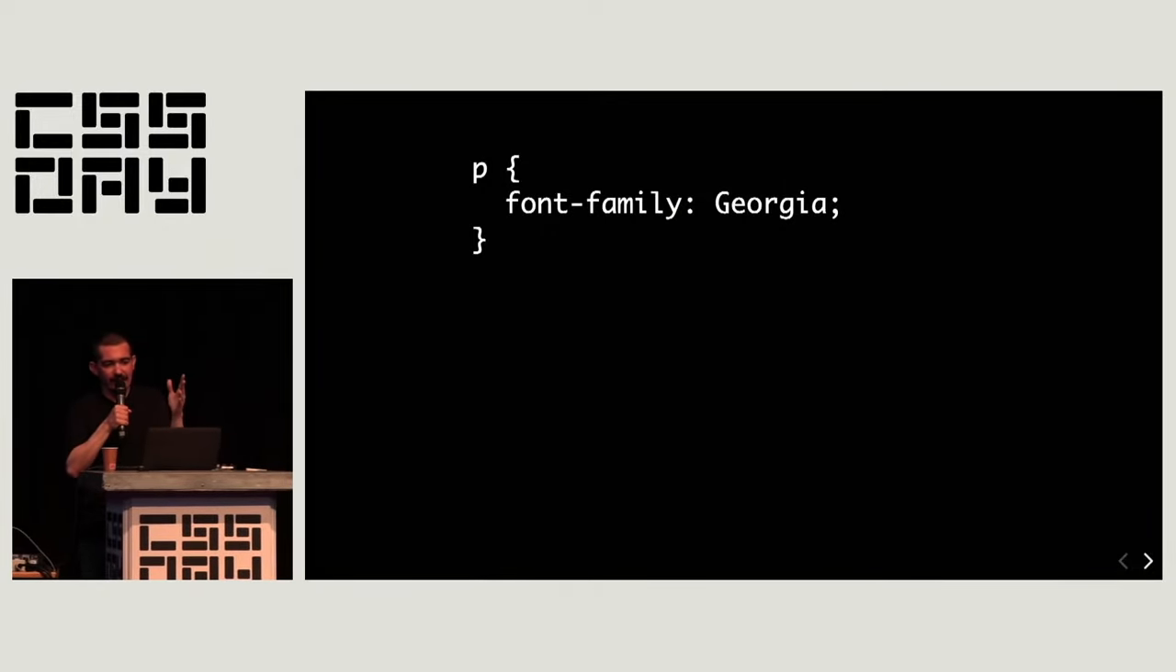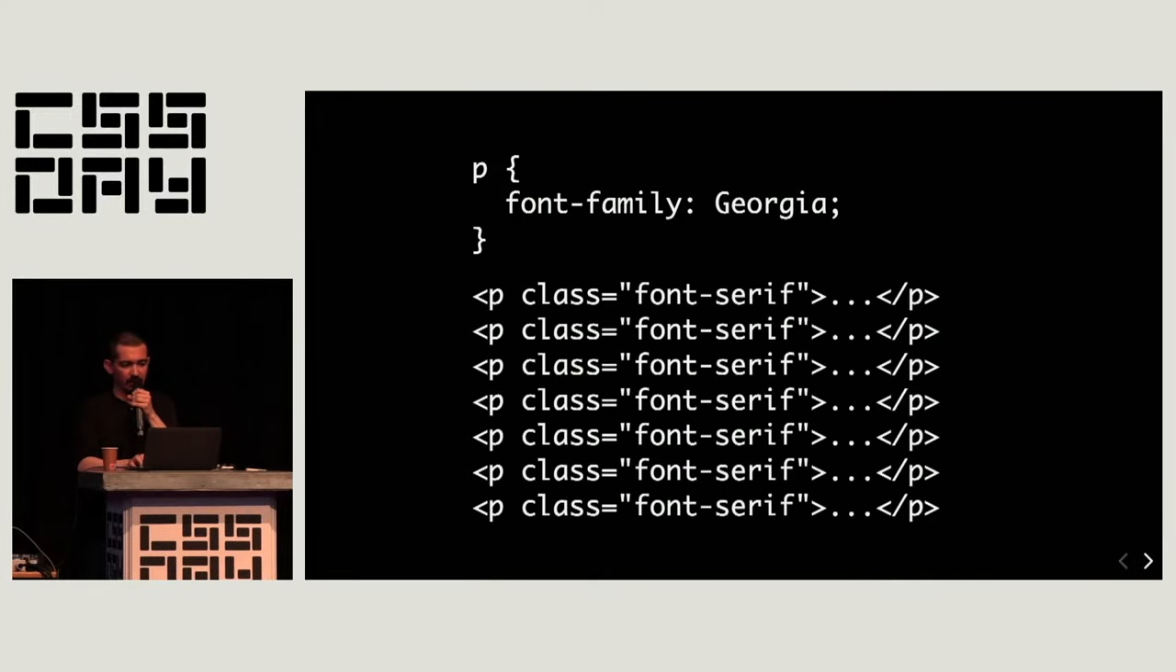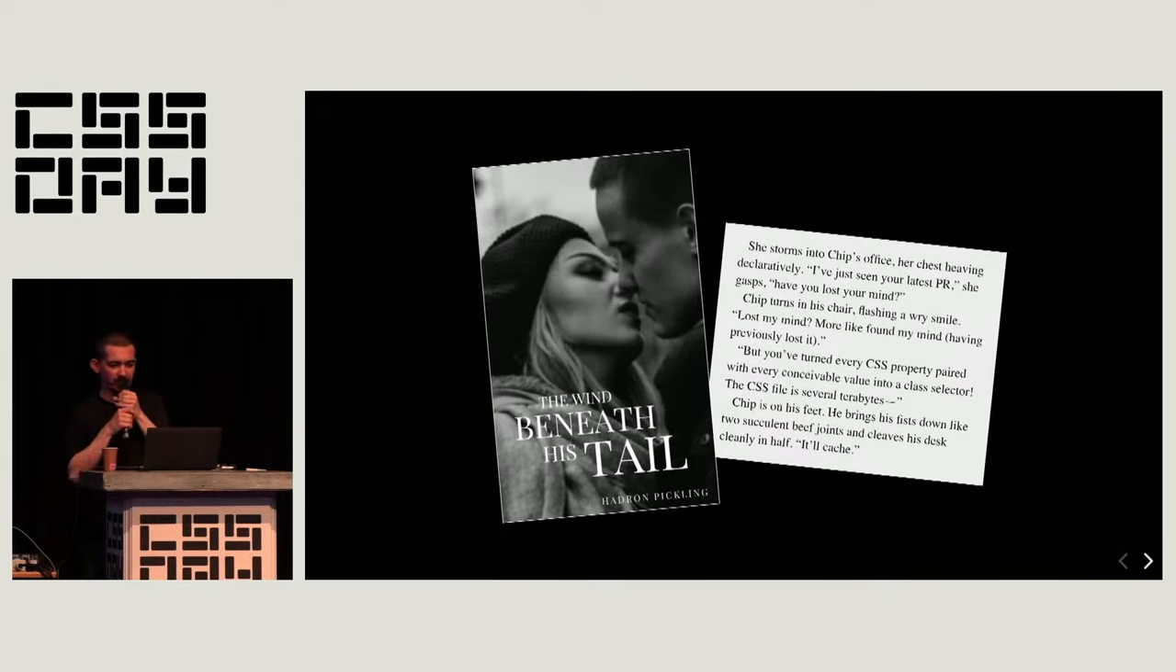And all I can say is that if you think this is a bad way of doing it for paragraphs, but this is a good way of doing it, then you might be interested in my romance novel called The Winds Beneath His Tail. It's probably the first romance novel which is themed around utility first CSS. So as you can imagine, it is profoundly erotic.